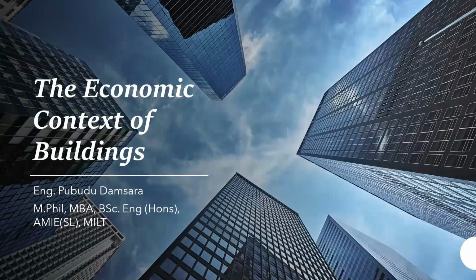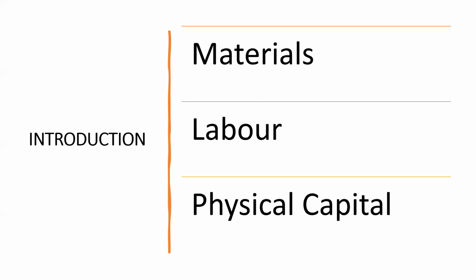So far we were discussing the background of economics and building economics. So let's move on to the second lesson of our module, which is regarding the economic context of buildings. In this lesson, we have three main contexts that we need to discuss. Those are the materials, the labor, and the physical capital. First one is the material, second one is the labor, and the third one is the physical capital.